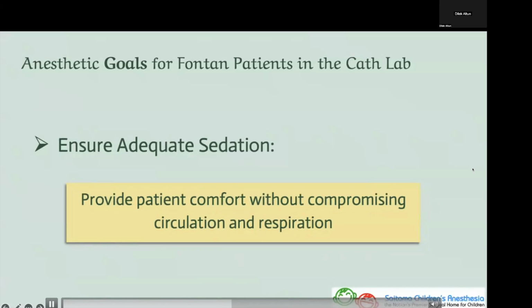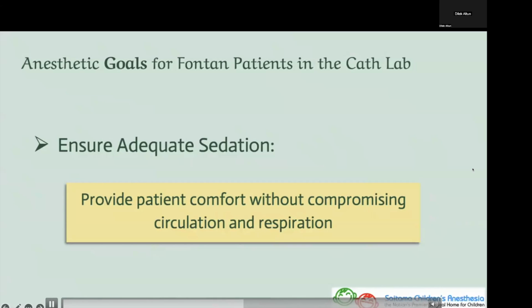The final goal for managing Fontan patients in the Cath Lab is to ensure adequate sedation or anesthesia. We need to provide enough sedation to maintain patient comfort and cooperation during the procedure, without compromising the delicate balance of circulation and respiration that is crucial in Fontan patients. It's important to select sedative agents that allow for precise control, enabling us to achieve the right depth of sedation while maintaining stable hemodynamics and ventilation.